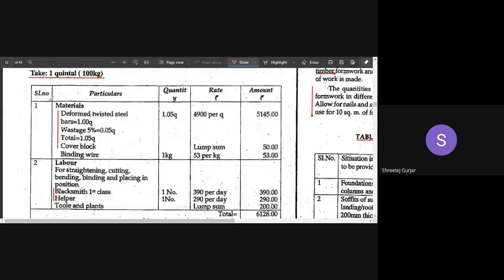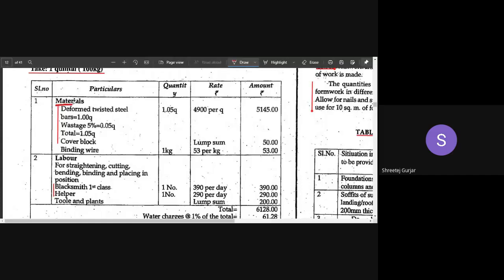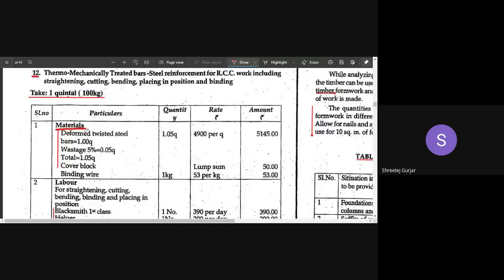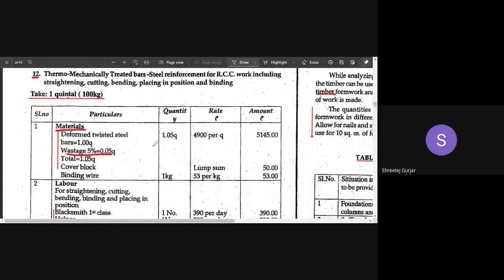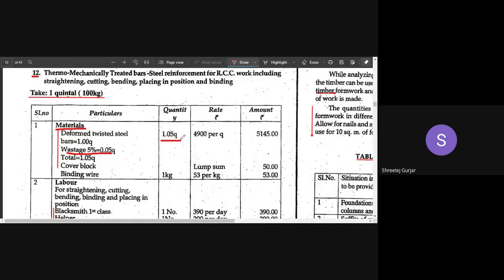In materials, we have to take steel of 1 quintal, and we have to add 5% wastage to it. So in quintals, it will be 1.05 after adding 5% wastage. The rate per quintal of steel is 4,900.